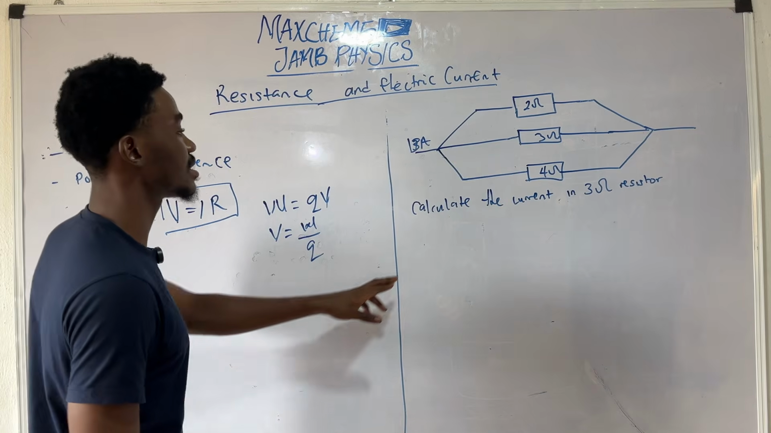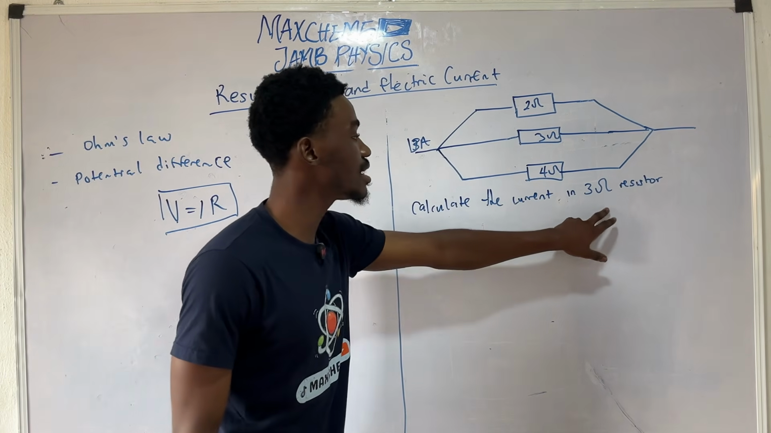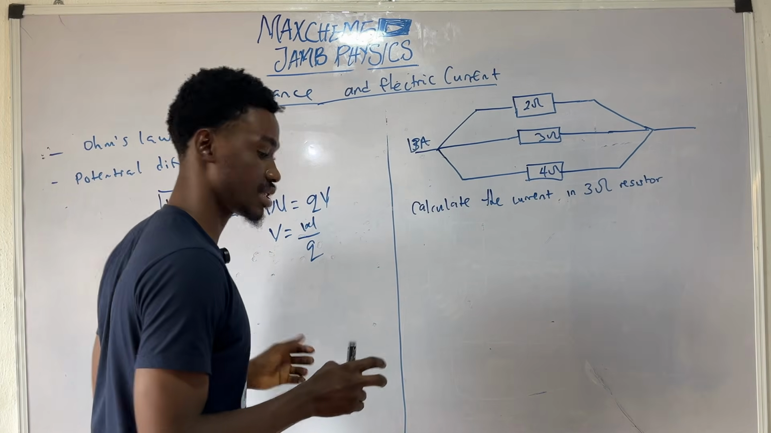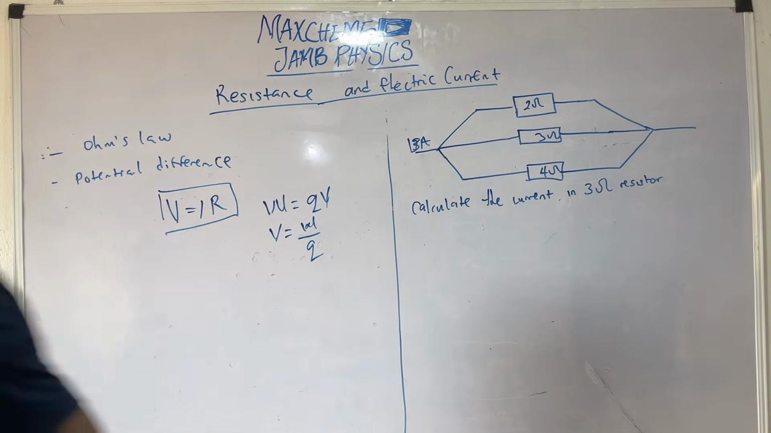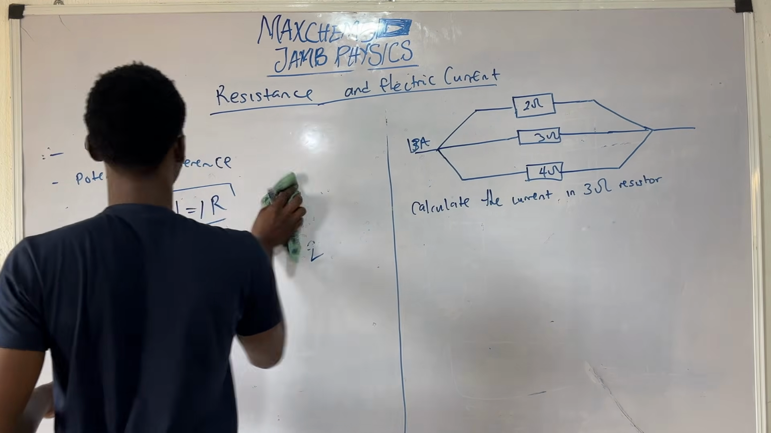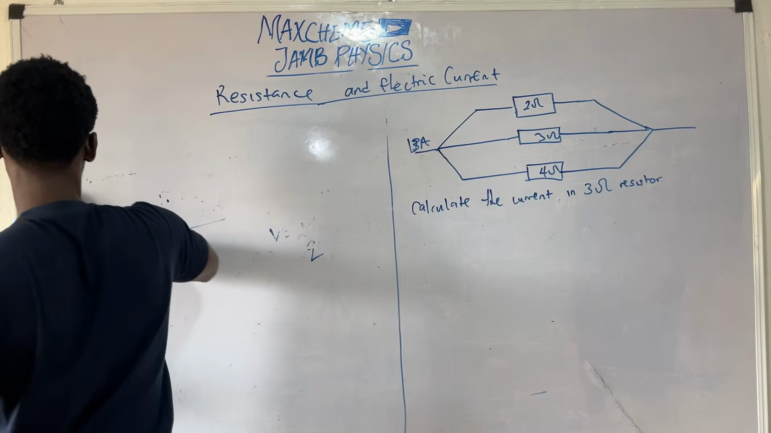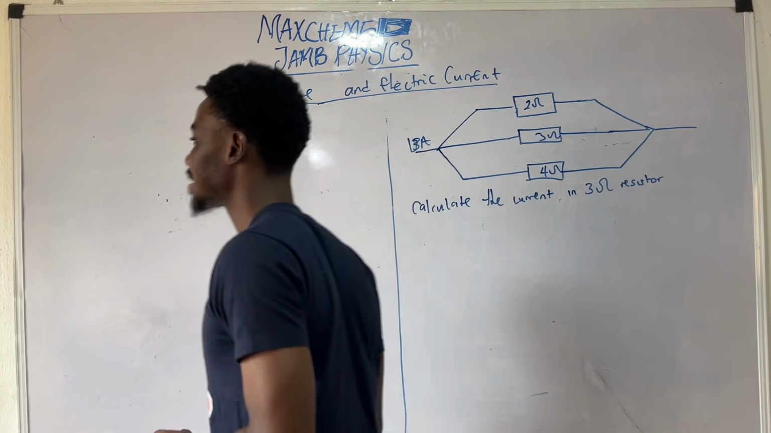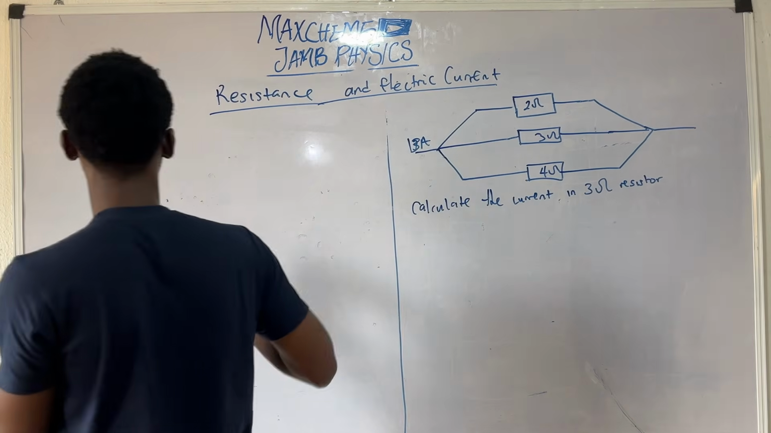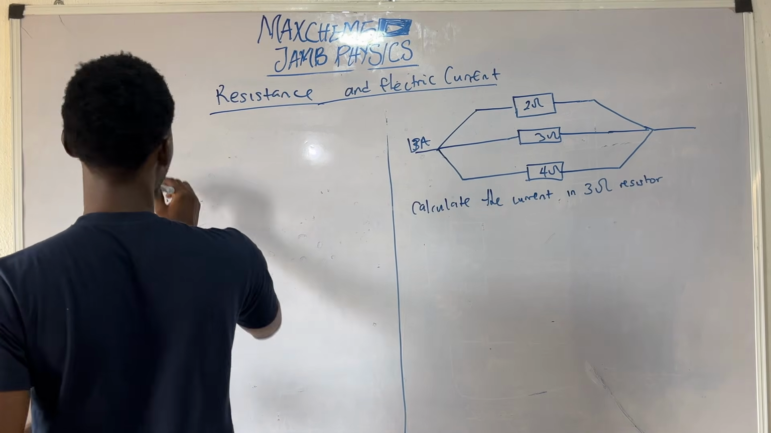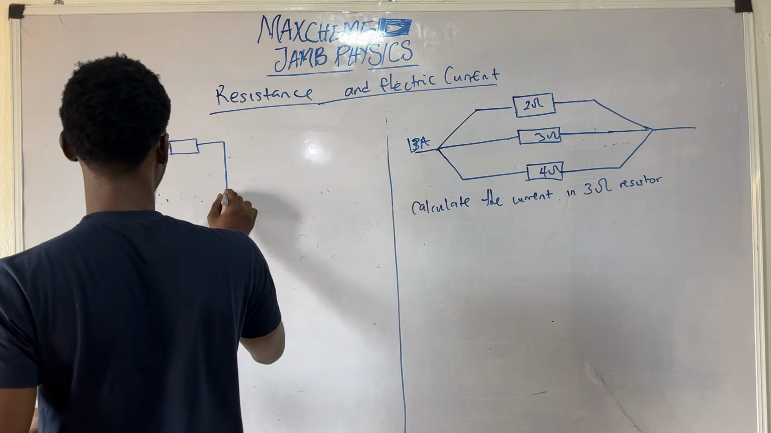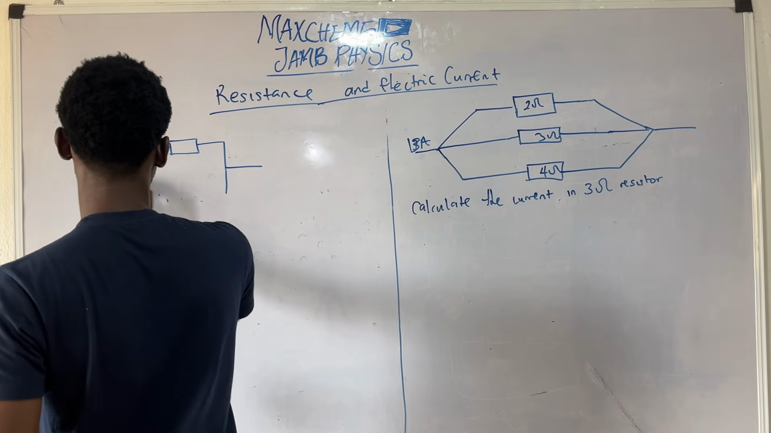Here I have a question that says, calculate the current in the 3 ohm resistor. I would like to explain how the resistance circuit works. In our previous video, we spoke about capacitance and how to solve questions regarding capacitors. Suppose I have a circuit. A circuit in parallel configuration.